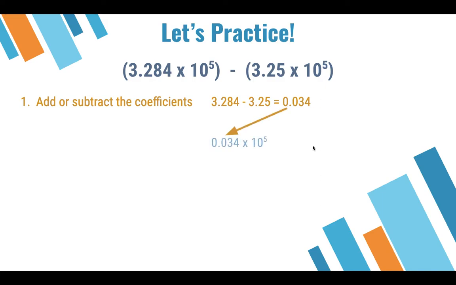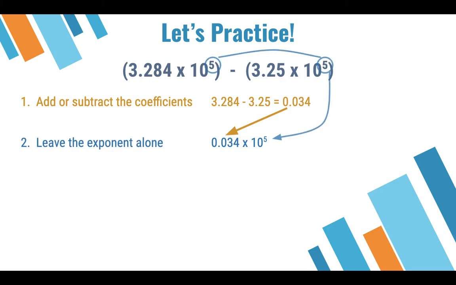Next step, leave our exponent alone. It's the same, so we just carry it down. So it would be 0.034 times 10 to the 5th. Next step is rewrite this expression in correct scientific notation. This is not in the correct form. We have a 0 in front. We should have a number that's between 1 and less than 10 in front.